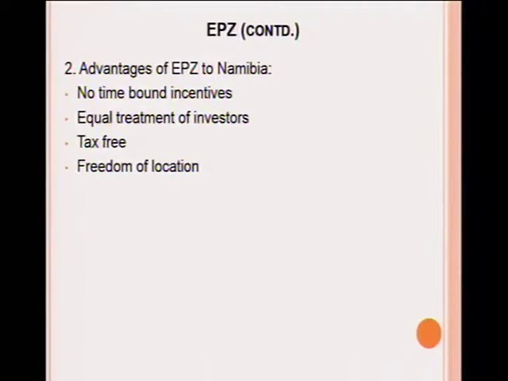Then, what are the advantages of an EPZ to the country? There's freedom of location, equal treatment of investors. Especially these are the incentives to investors coming to invest in the economy, because an EPZ has to do with investment. Investors come into that sector of the economy. What are the incentives to them? Equal treatment of investors, tax-free, freedom of location, and no time-bound incentives.